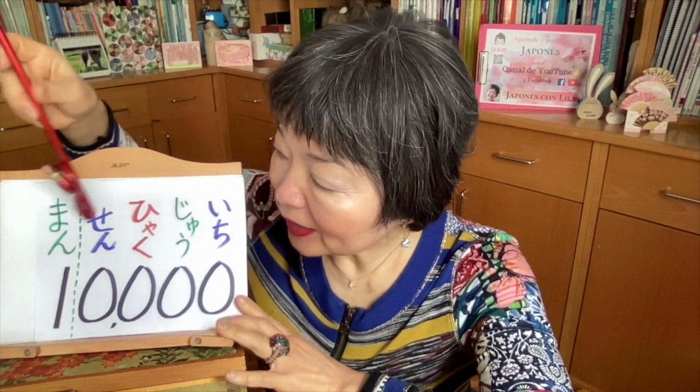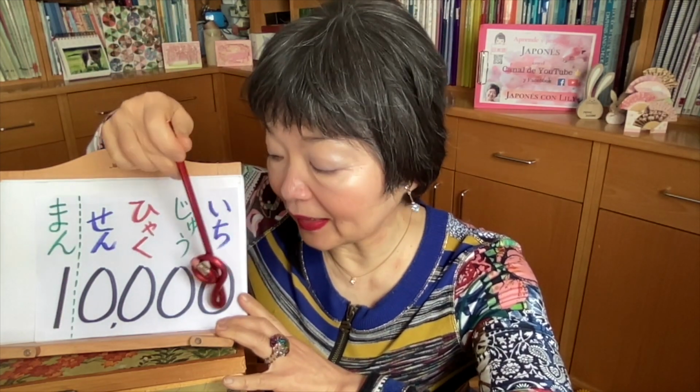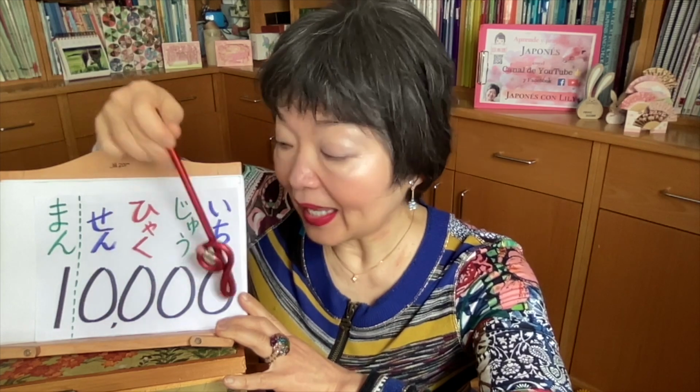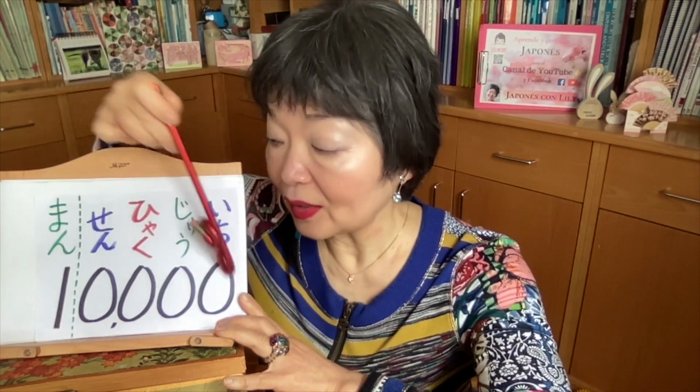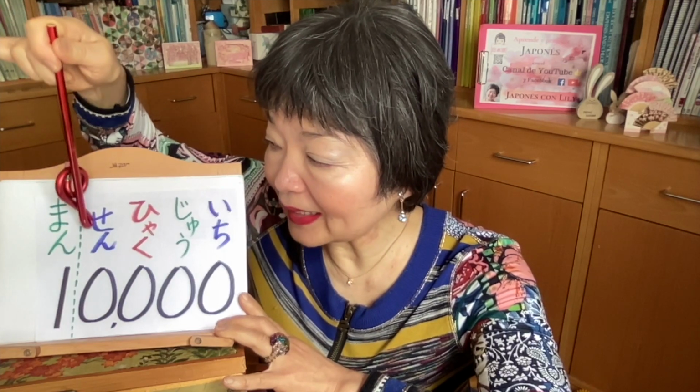But here, you say 10,000 because you think in the Occidental way, in each 3 digits. But we Japanese people think in each 4 digits. So 1, 2, 3, 4. Here it's like an imaginary line, and we say 1, then 万 (man). Let's practice with this.